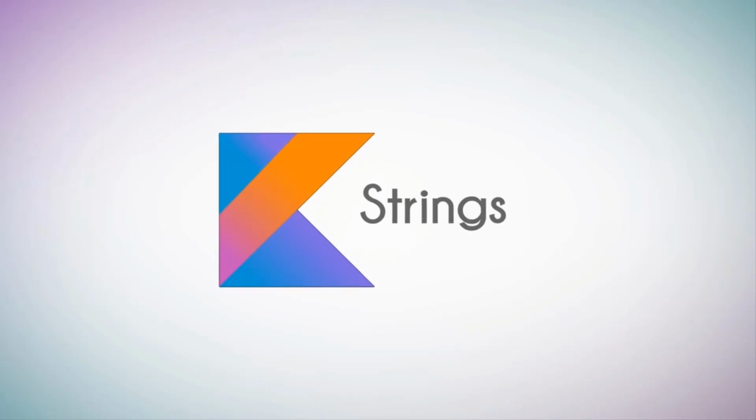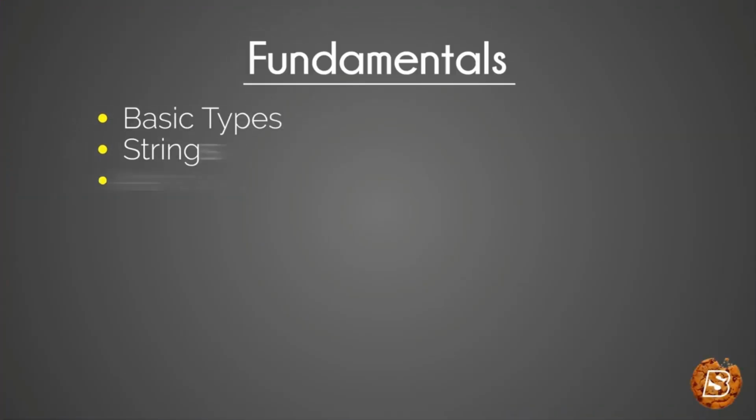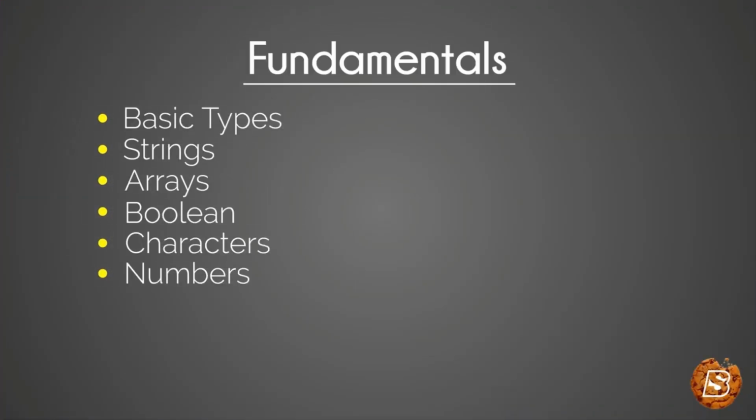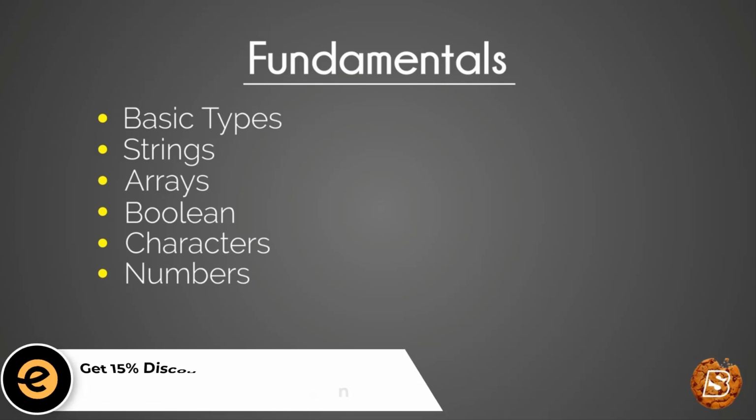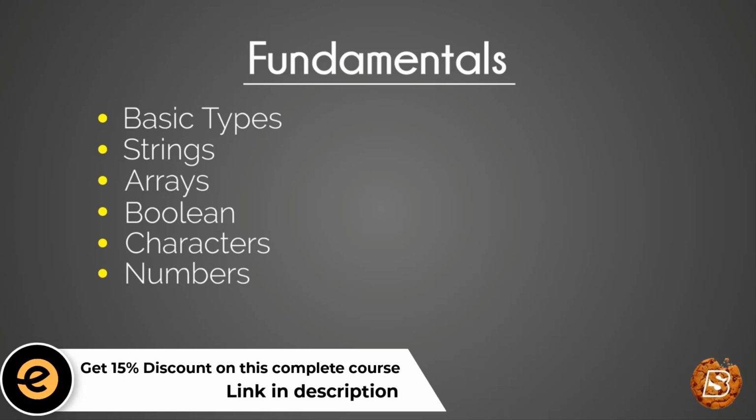This lecture will be starting with strings, arrays, booleans, characters and numbers. These are the basic types that Kotlin supports. So let's go ahead and explore each one of them, starting with strings.